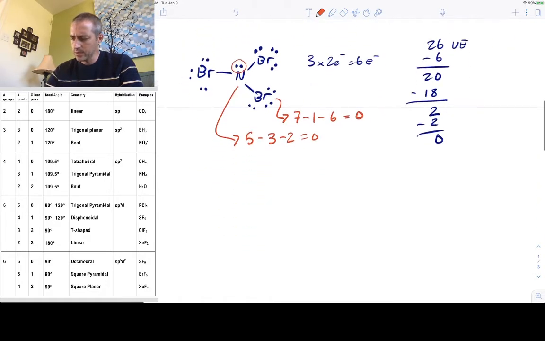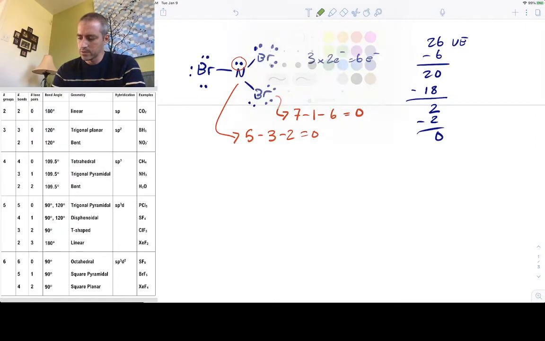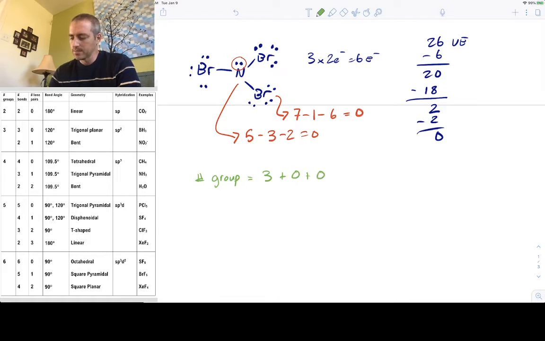I guess the next thing we would like to do is count the number of groups around the central atom. We have 3 single bonds, 0 double bonds, 0 triple bonds, and we have 1 lone pair, which equals 4. So we have 4 groups again in this case, which is made by 3 bonds and 1 lone pair. So what we can do is look at our table that you can see right below me to the left of the screen.